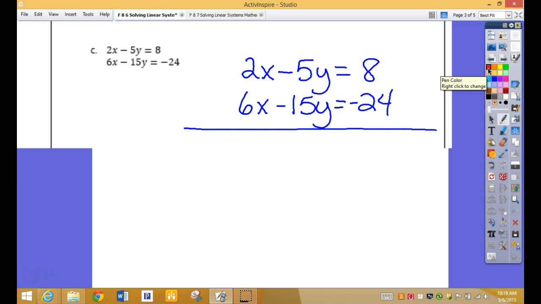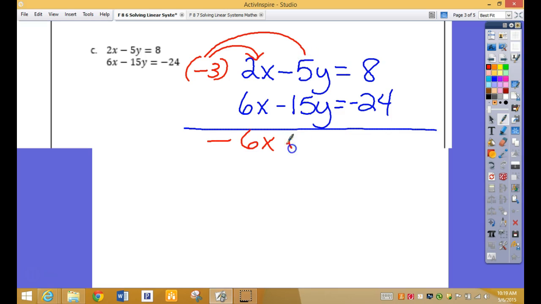So let's see, I'm assuming that you took this top one times a -3. So a -3 times a +2x turns into a -6x. -3 times a -5y turns into a +15y. And then a -3 times a +8 turns into a -24.